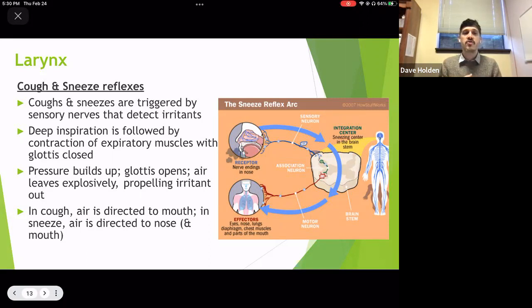They mean the same thing. Deep inhalation is followed by a contraction of the expiratory muscles with the glottis closed. The expiratory muscles are the muscles that help you breathe out. So we close off the glottis, and we breathe in, close off, and squeeze all the muscles that breathe out. That's a cough. As pressure builds up, the glottis opens and the air leaves explosively. So if there's something in there, hopefully we expel it. That's the purpose of a cough, to get it out of the lungs. In a cough, air is directed through the mouth. In a sneeze, it's directed through the nose and the mouth.